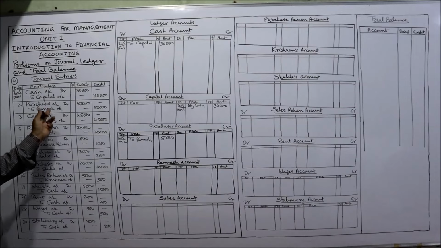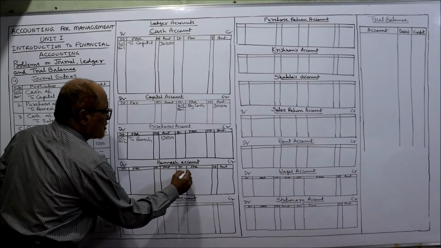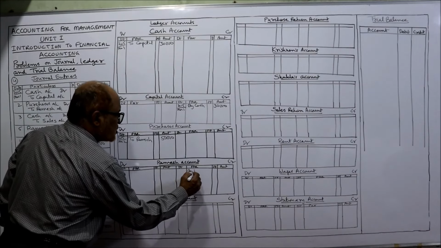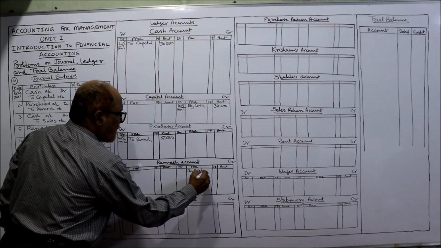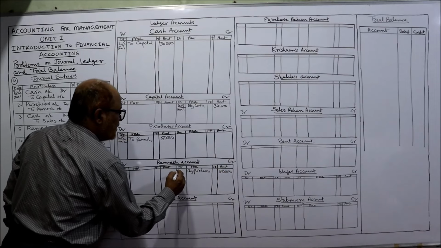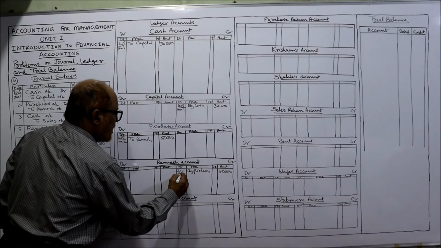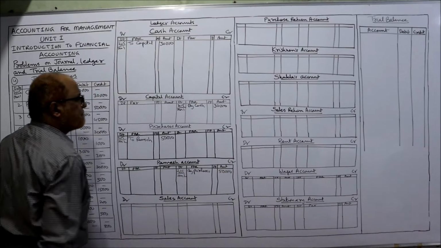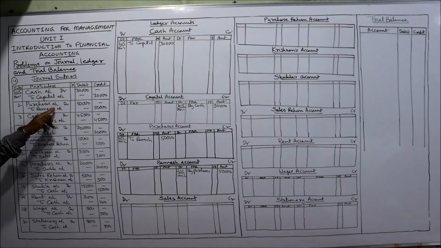Ramesh account should be credited. So Ramesh account credit side by purchases 50,000. Date is 2015 March 2nd. Over. Two entries we have posted.